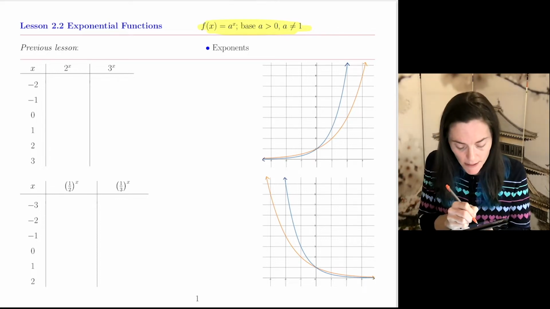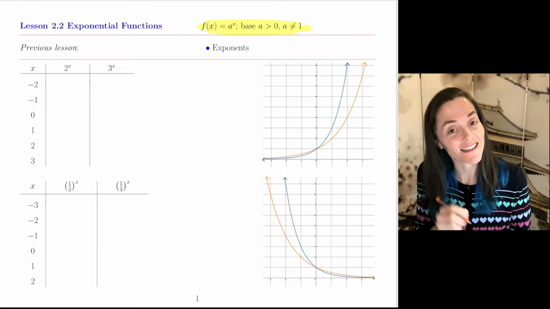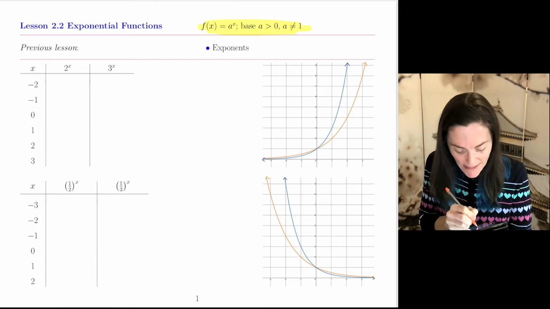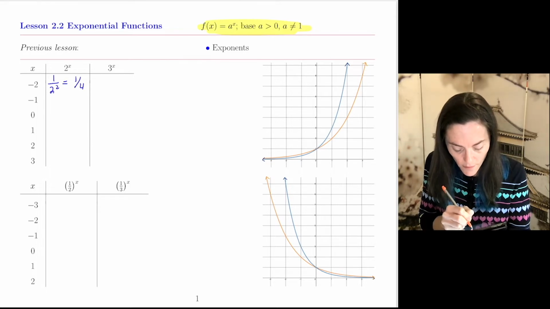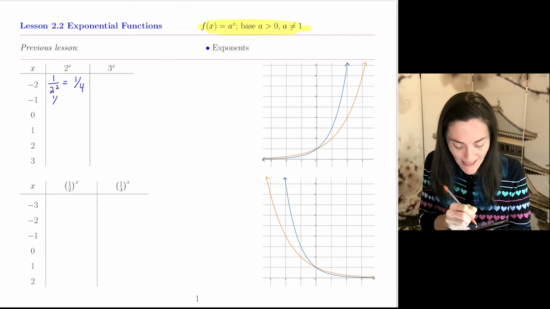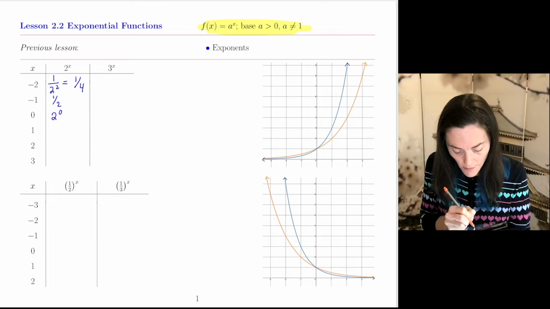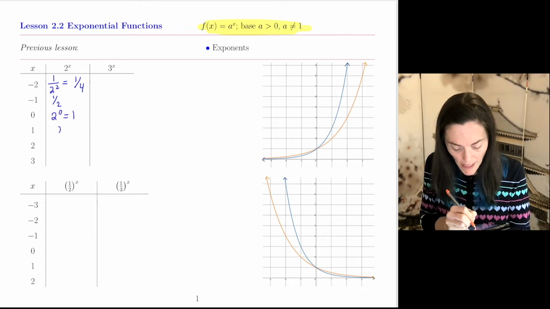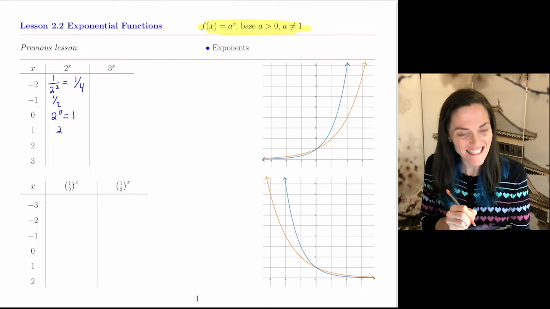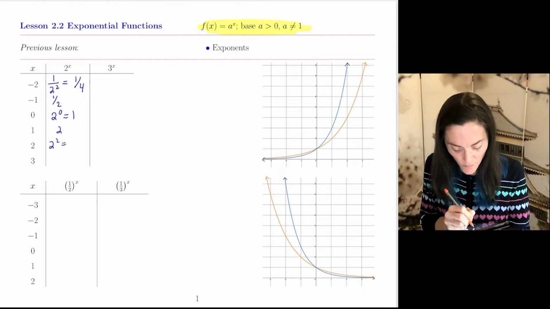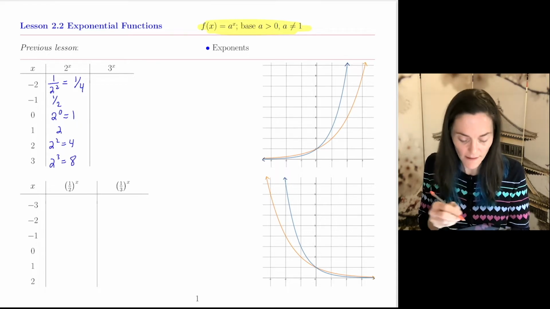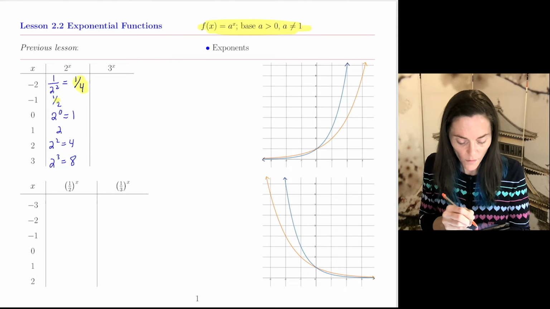Well, 2 to the minus 2, if we recall from our lesson last time, we can write this as 1 over 2 squared. And so this is 1 over 4. And then 2 to the minus 1 is 1 over 2. This is a half. Now 2 to the 0, this is 1. And then we have 2 to the 1, which is 2. 2 squared is 4. And 2 cubed is 8. So evaluating here, we have 1/4, 1/2. We have 1, 2, 4, and 8.